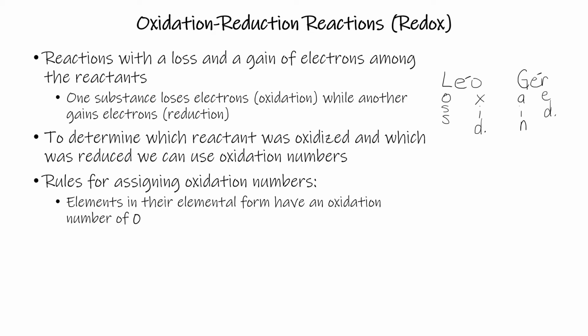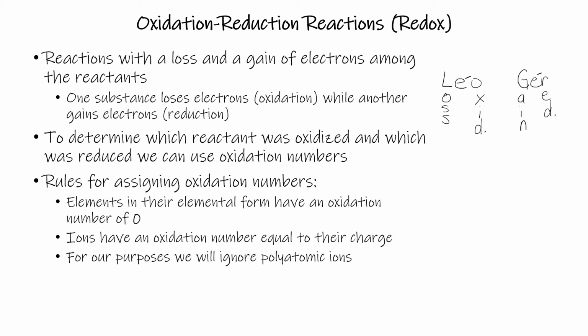Oxidation numbers are basically what charge that particular element has in its current state. And so elements that are in their elemental form have an oxidation number of 0 because they don't have a charge. They don't have an excess or a decrease of electrons. Ions, either written by themselves with an ionic charge or in an ionic compound, are going to have an oxidation number equal to their charge.